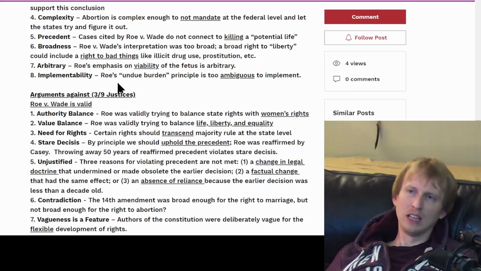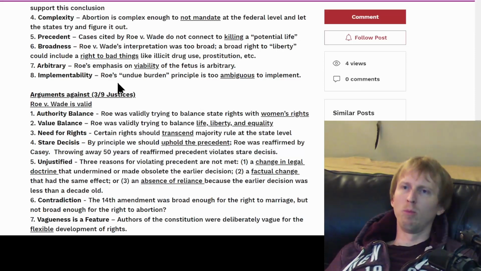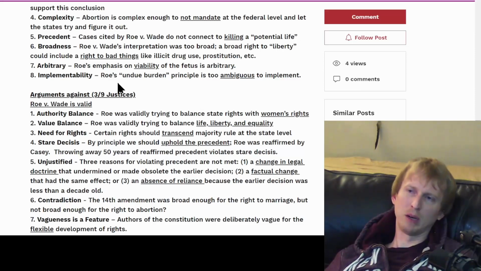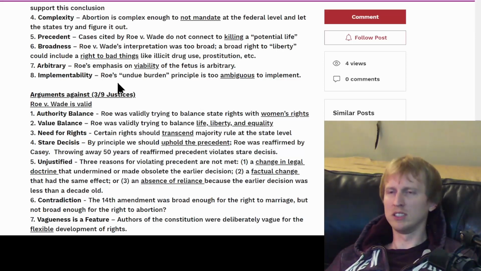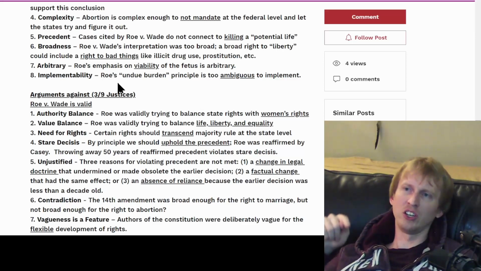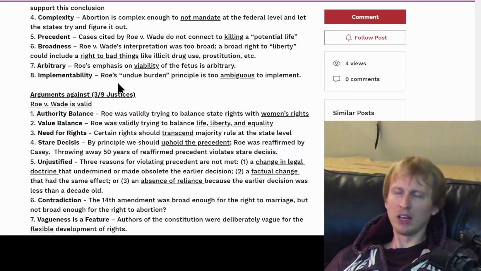And the next argument is precedent. Roe versus Wade relied on a couple cases as precedent to justify its opinion. But this court's opinion is that the cases that Roe cited were not valid for the purpose of justifying abortion, because the cases cited by Roe versus Wade did not mention killing a potential life. And so killing a potential life is a distinct enough category to not be a proper deduction from other cases.